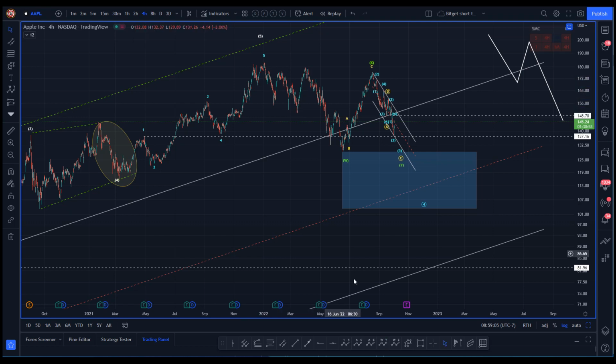Hang on, let's see if we can simplify this. 1, 2, 3, 4, 5. So let's make it A, B, C. All right, that looks pretty solid here.